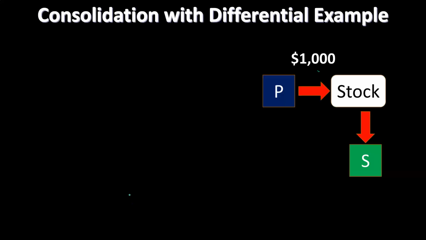Consolidation with differential example. So here's going to be the basic scenario for many of the practice problems we will be looking at. We have P and S. There's going to be a parent-subsidiary relationship in which we will be making consolidated financial statements. How did this situation take place? What constituted this situation? We're going to say that in this example, P is purchasing the stocks of S.